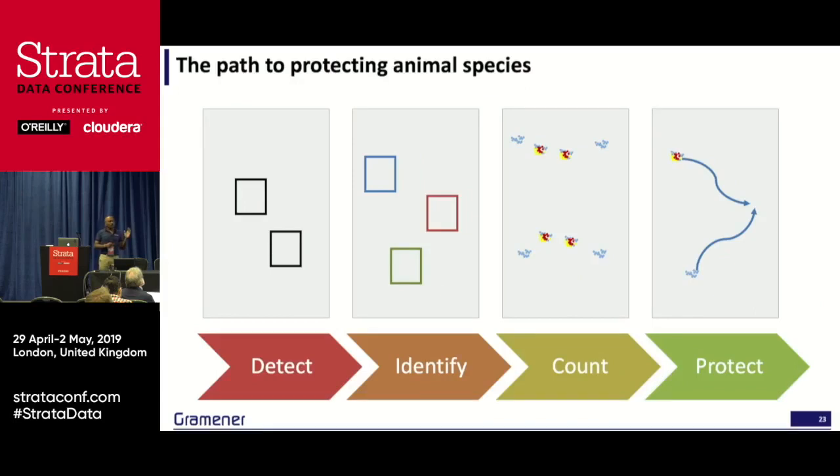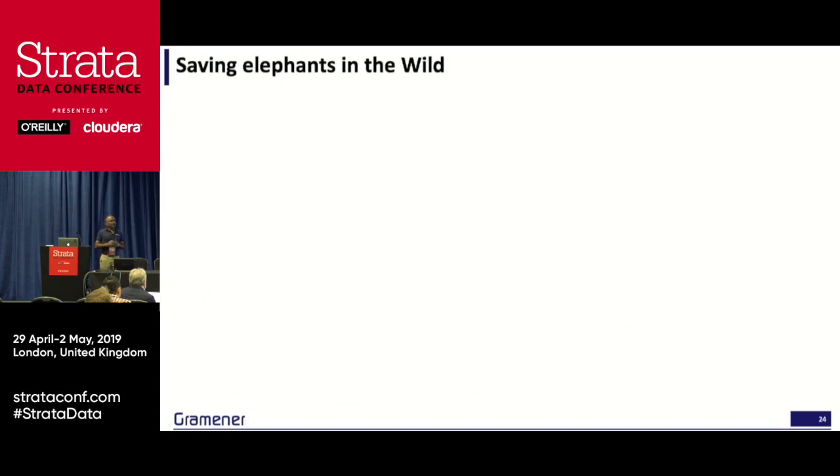So we've seen how to detect, identify and classify animals, but we need to do something to protect them. So how do you bring in a real-time intervention? Today, every 15 minutes, an elephant is killed in Africa. And at this rate, in just about 10 years, they may go extinct.